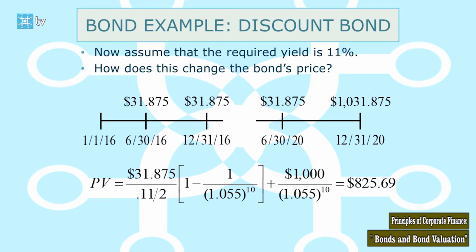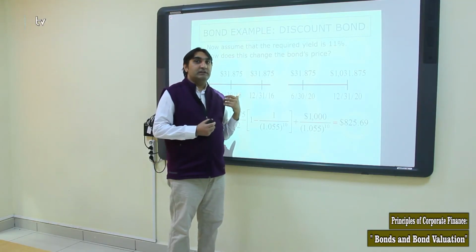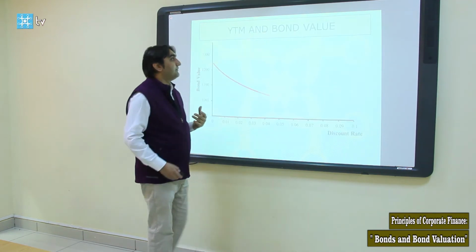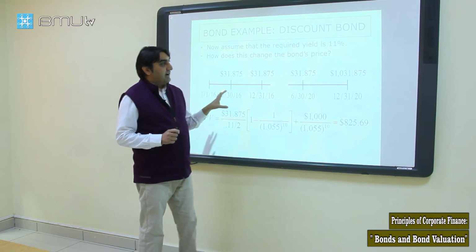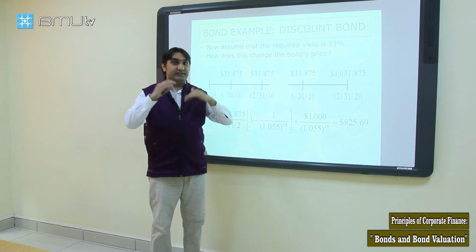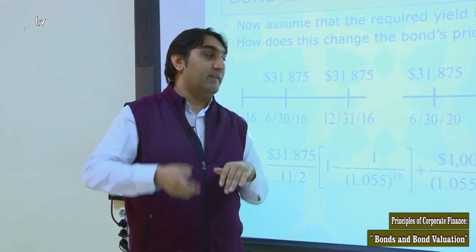And again, the logic is simple. As I said, the investor requires higher than the coupon rate, and so they are willing to pay less than face value. And we can say that bond price and required rate, yield to maturity, are inversely related. When the market rate goes up, the bond price will go down.